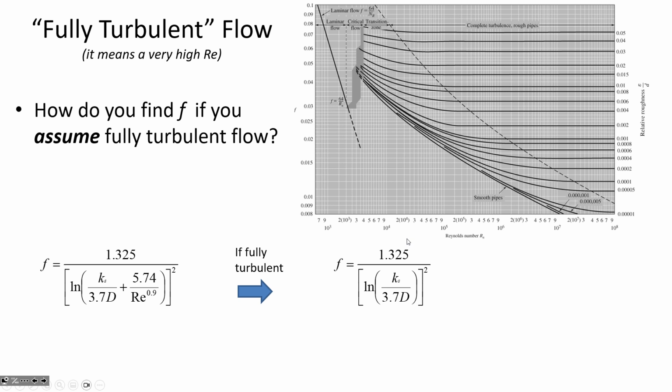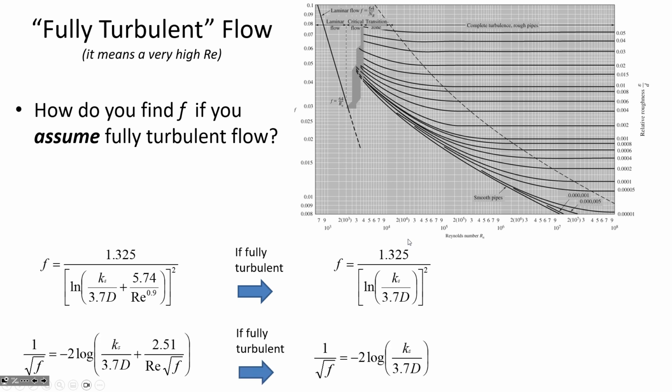We could do a similar thing with the Colebrook equation if we wanted to. The Colebrook equation could be simplified to look like this if we eliminated the second term in which the Reynolds number tends towards infinity. If you have a really large denominator, that means that this second term is basically 0, so we might as well not even have it. That's the idea with the fully turbulent flow assumption.